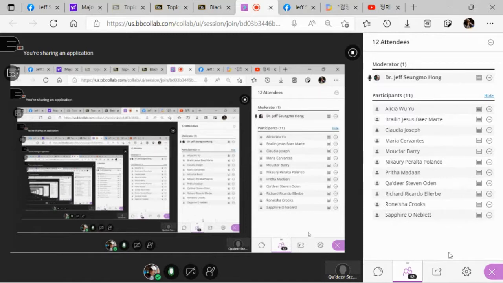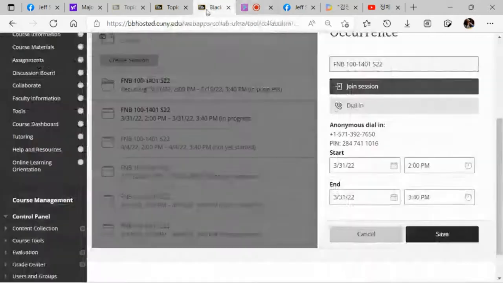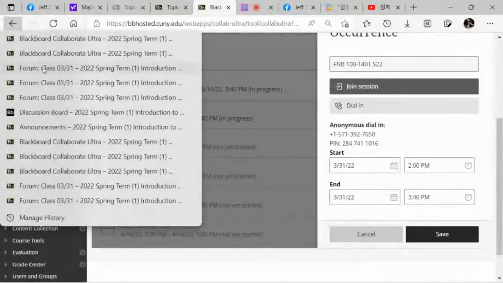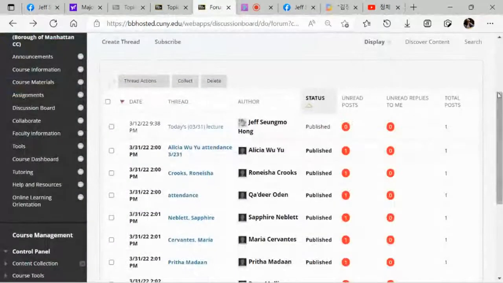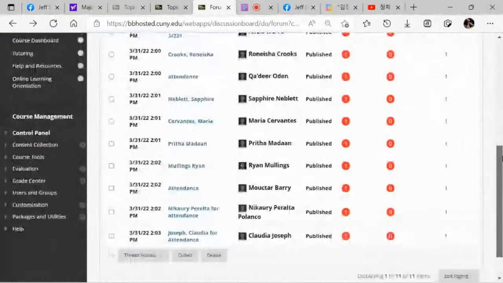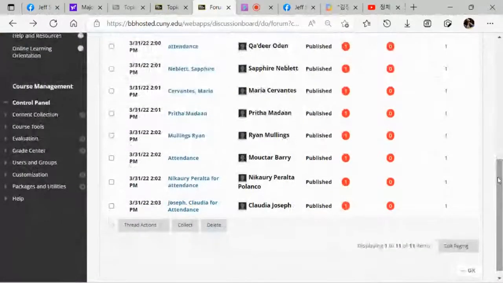All right. So we have 11 people in the Collaborate session. Let me quickly check how many people are in the forum. I have 11, so exactly matching number. Okay. Hopefully, the rest of the class will catch up shortly.